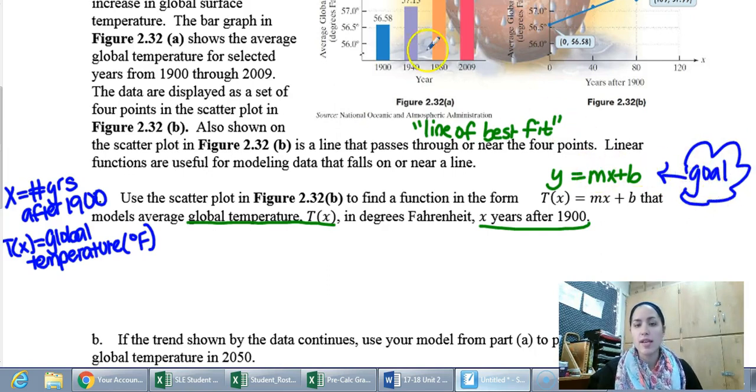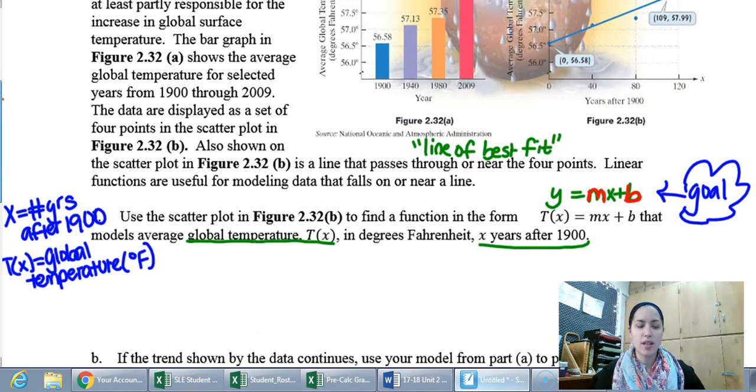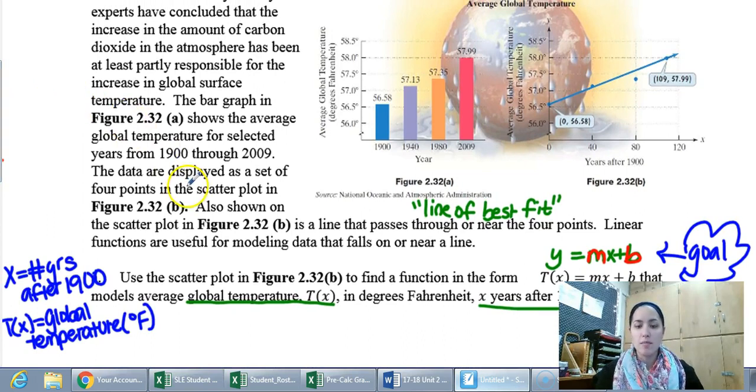To get to that goal, I need two pieces of information. I need m, which is the rate of change, the slope, and I need b. So let's go look at the graph and see if we can get either of those pieces of information, because nothing here said per each or every for me to get that value for m from what was written.